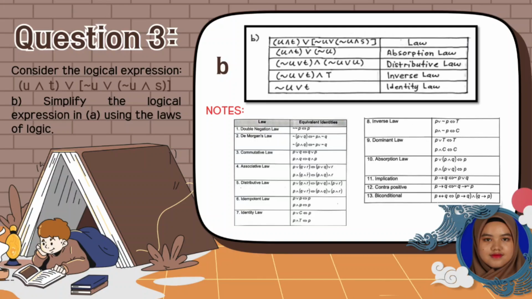Finally, by the identity law, any expression ANDed with T remains itself. Our final, most simplified form is node U or T. This tells us that a circuit with only two switches in parallel would function exactly the same as our original complex 5-switch network.